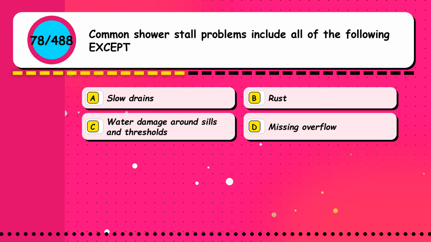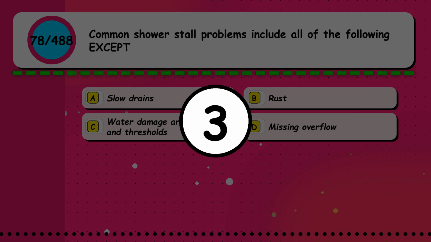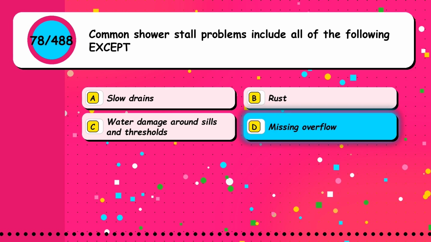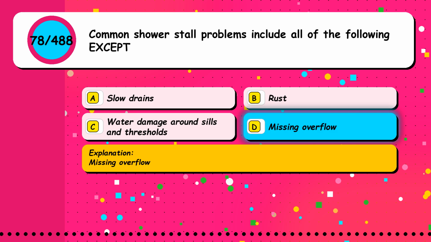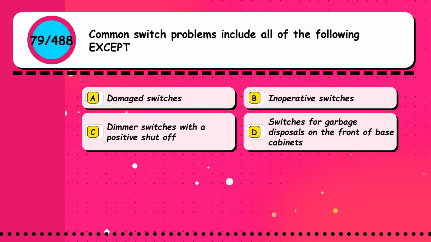Slow drains. Option B. Rust. Option C. Water damage around sills and thresholds. Option D. Missing overflow. The correct answer is option D. Missing overflow. Question 79.